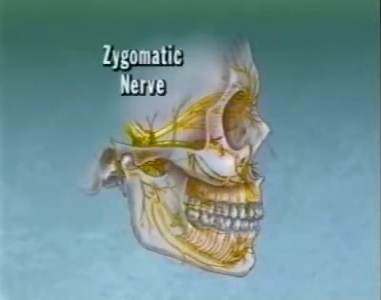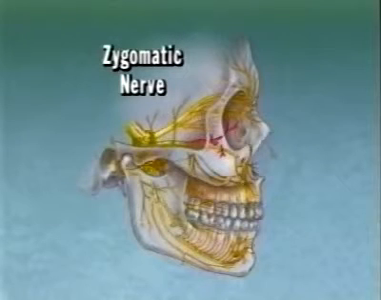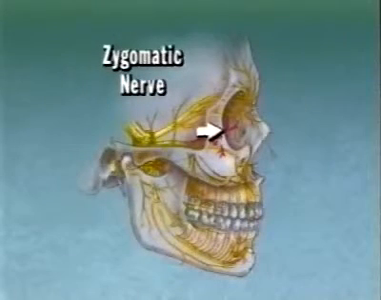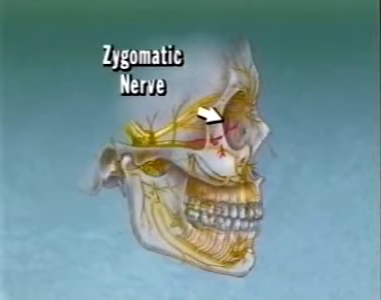The zygomatic nerve enters the orbit through the inferior orbital fissure. Its branches supply the skin on the side of the forehead and prominence of the cheek. A small branch communicates with the lacrimal nerve of the ophthalmic division to carry secretory fibers to the lacrimal gland.